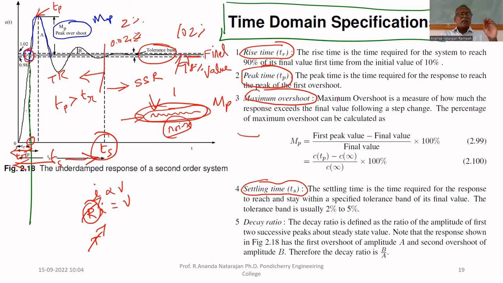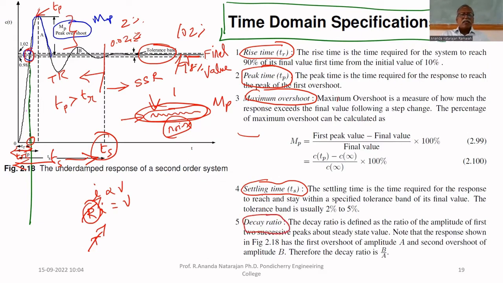Rise time is the time taken to reach the final value for the first time. Peak time is the time at which the maximum overshoot happens, the maximum magnitude. Maximum overshoot means the amplitude of this maximum overshoot, that is MP. Settling time is the time taken to reach the final value within a tolerance of 2% and remain within the 2%.